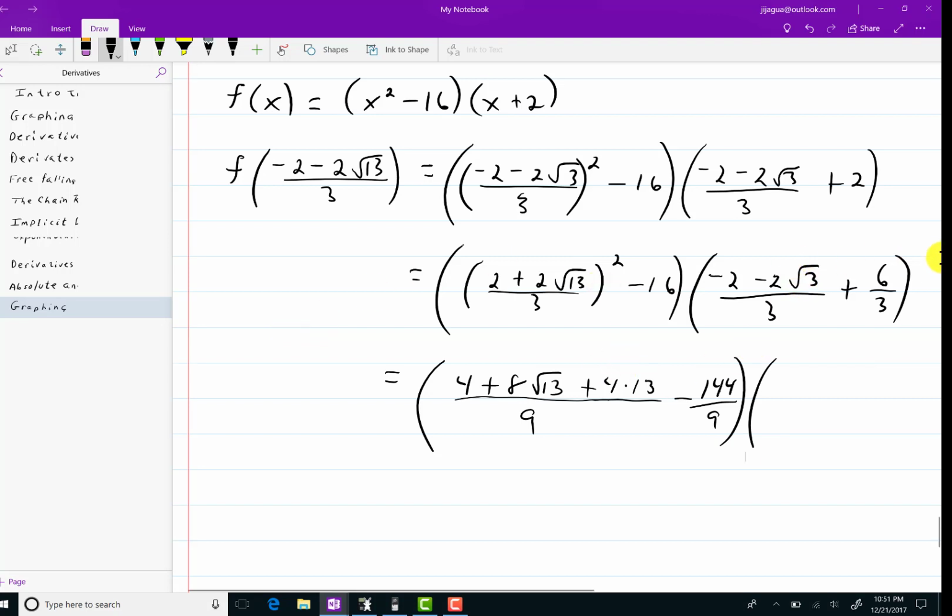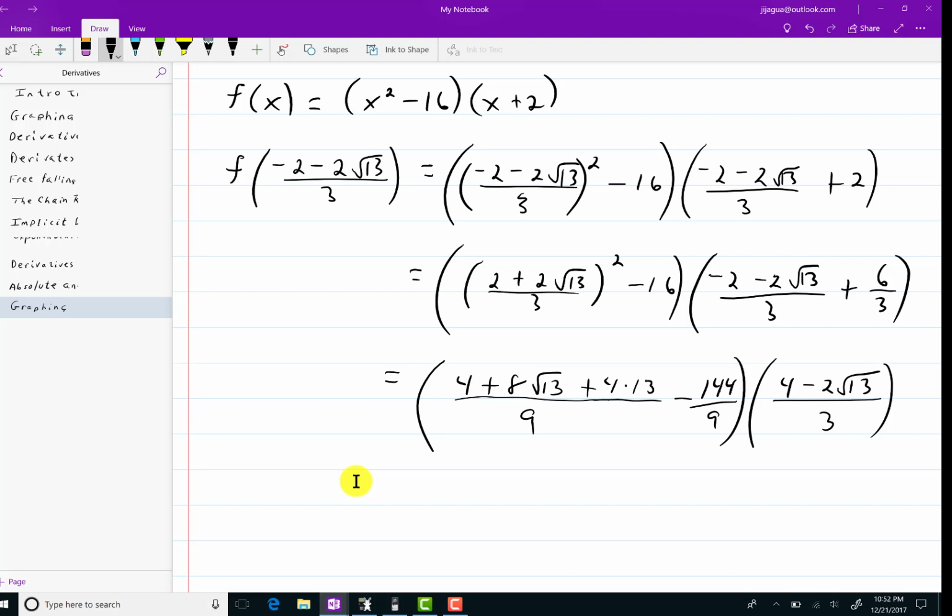I can now put these together, so I'm going to get 6 will add to the negative 2 to give you 4 minus 2 radical 13 over 3. I realize that I have been making a mistake here. Let me fix all these 13s.